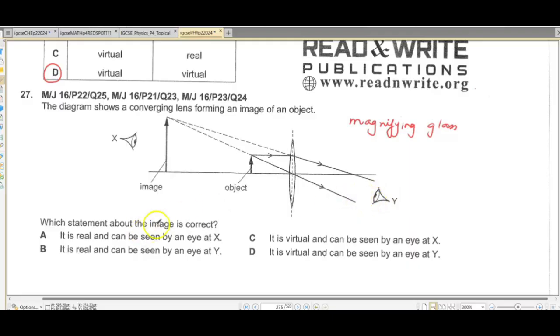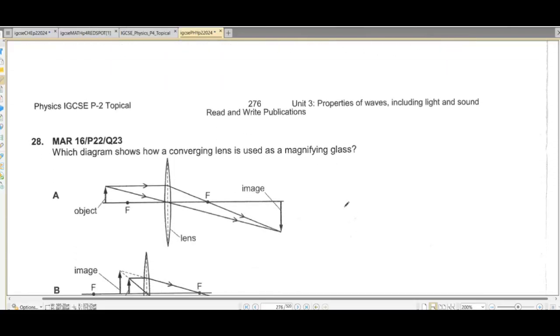So the first statement says that it is real and can be seen at X, and B says that it is real and can be seen at Y. The images formed by the magnifying glass are not real, they are virtual. So A and B can be cancelled. C states that it is virtual and can be seen by an eye at X. No, it cannot be seen by the eye at X. D, it is virtual and can be seen by the eye at Y. So this is going to be our correct option. I've told you this many times before as well in this topic.